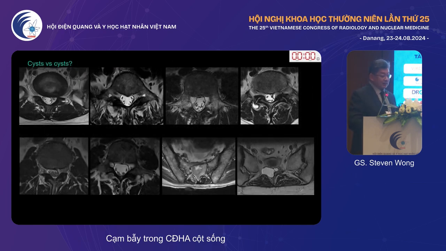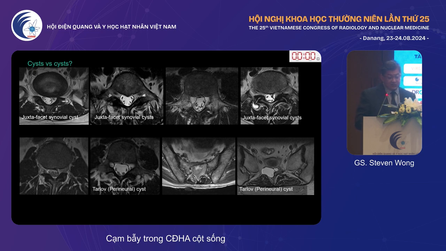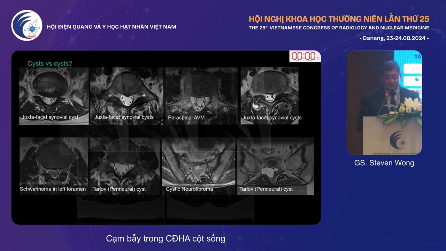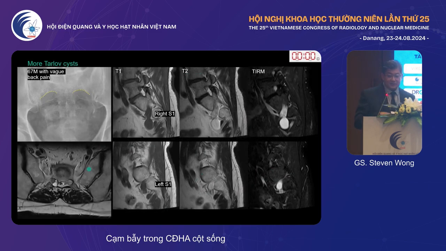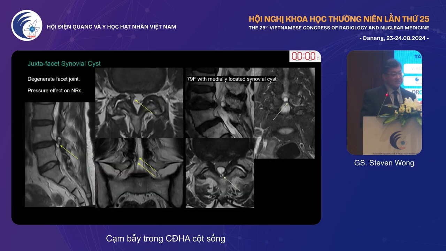And finally, I'd like to end with a cyst, which is not a cyst. This is a synovial cyst from degenerative facet joints. These are perineural Tarlov cysts. These are schwannomas, paraspinal AVMs in the spine. So it's not as easy as you think it is. I actually have an entire talk on Tarlov cysts I can give another time. So this is just a taster.